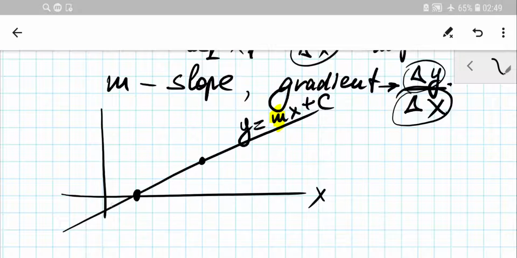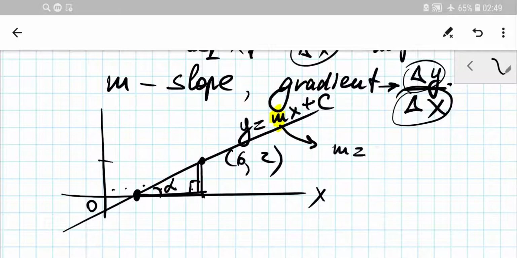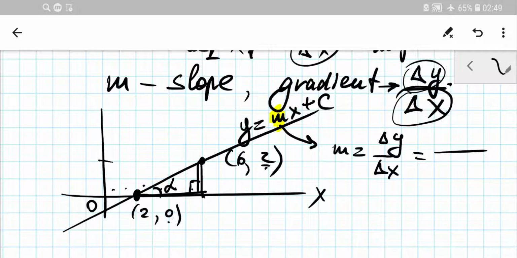For example, here we have 2 for y, right? And let's say 1, 2, 3, 4, 5, 6 for x. And now we plug in the triangle. This triangle is a right angle triangle with angle alpha, and when we calculate the gradient, right? The gradient is change in y over change in x. So this point will have coordinates 2 and 0. Change in y becomes 2 minus 0, and 6 minus 2.